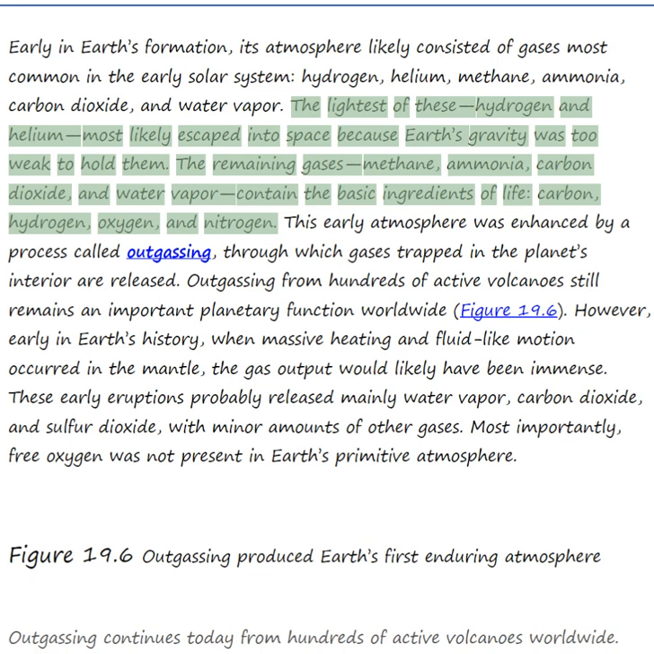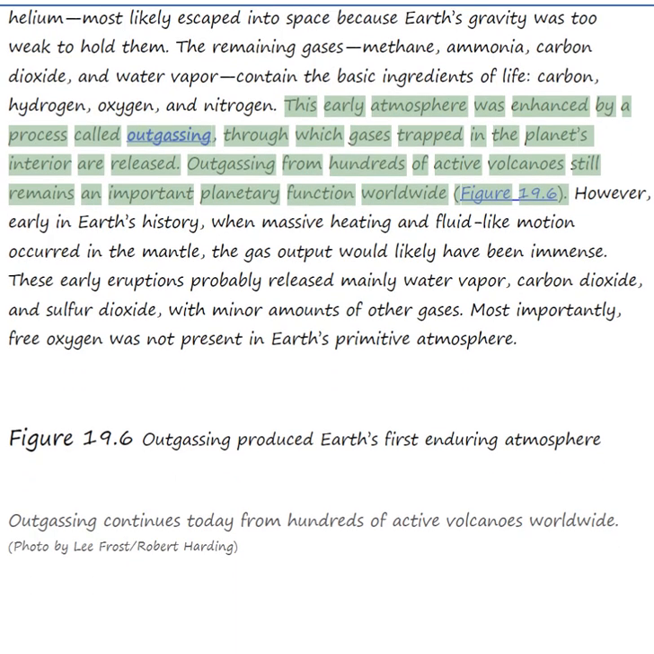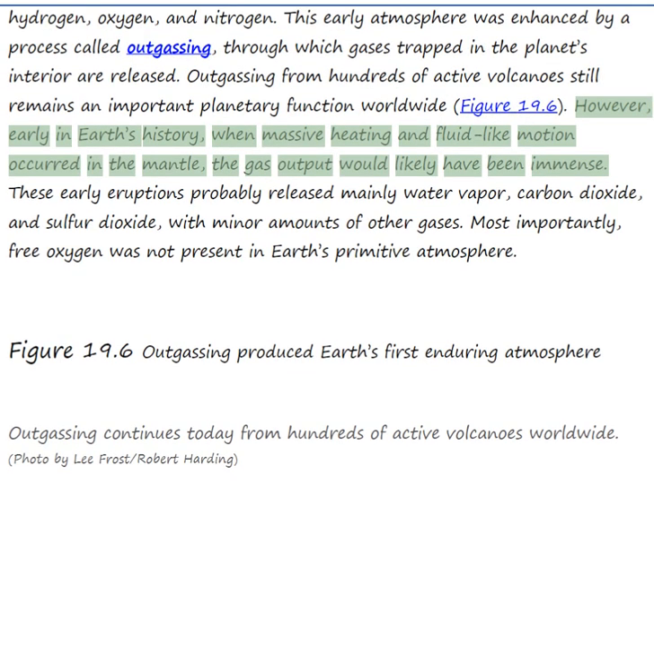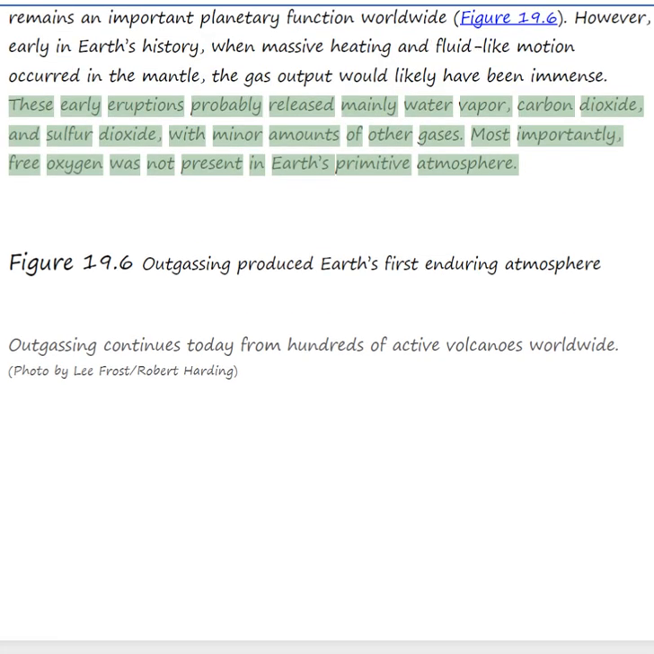This early atmosphere was enhanced by a process called outgassing, through which gases trapped in the planet's interior are released. Outgassing from hundreds of active volcanoes still remains an important planetary function worldwide. However, early in Earth's history, when massive heating and fluid-like motion occurred in the mantle, the gas output would likely have been immense. These early eruptions probably released mainly water vapor, carbon dioxide, and sulfur dioxide, with minor amounts of other gases. Most importantly, free oxygen was not present in Earth's primitive atmosphere.